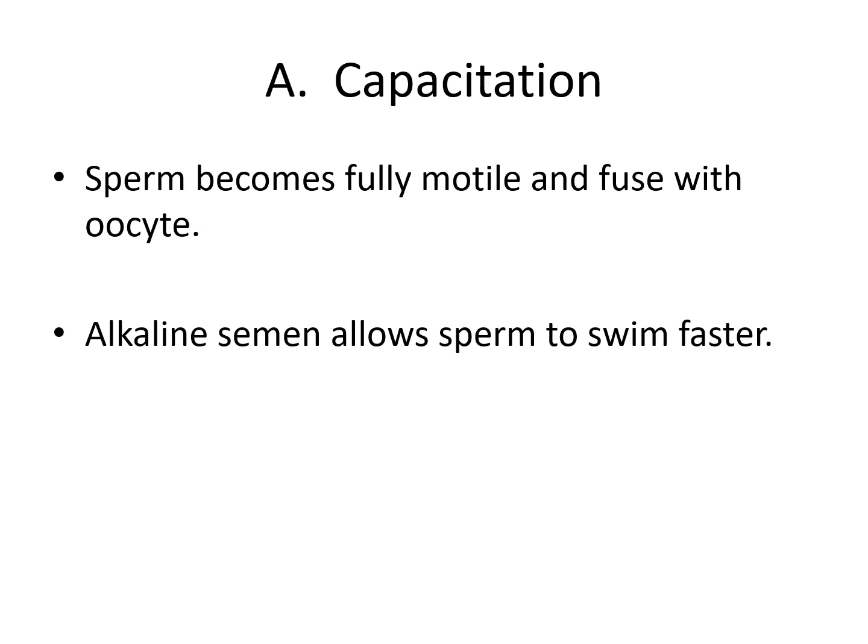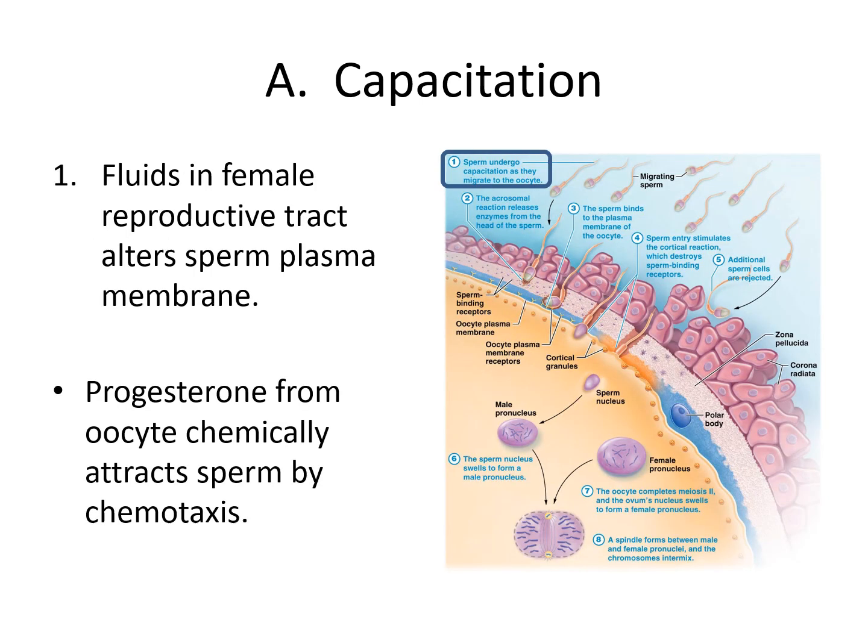Remember, the semen is alkaline to help neutralize acids in the fluids, and it also allows them to swim faster. As we see in this figure, the sperm is going to be attracted by progesterone secreted from the oocyte. That's going to chemically attract it, and this process is called chemotaxis. Okay, and so these changes will occur on the sperm plasma membrane.